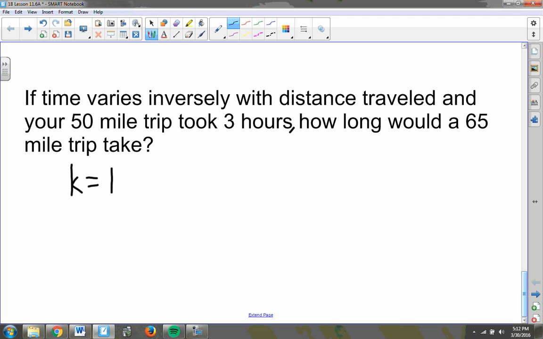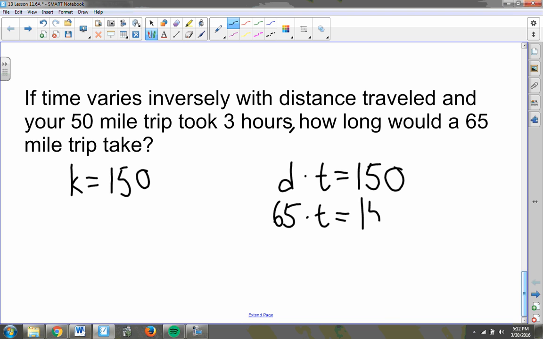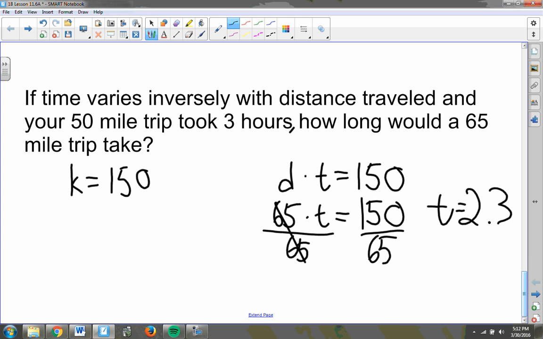All right, my constant of variation here is 150. So I know that distance times time needs to equal 150. So if I'm going 65 miles, there's my equation, and I'll divide by 65. And t equals 150 divided by 65, about 2.3 hours. Okay.